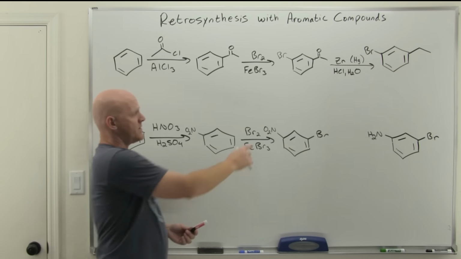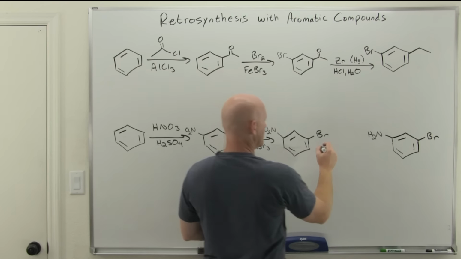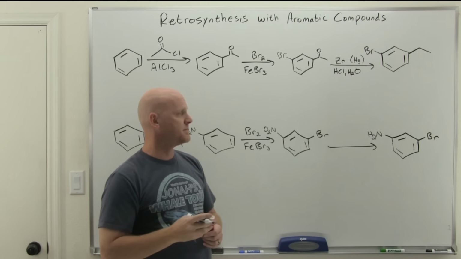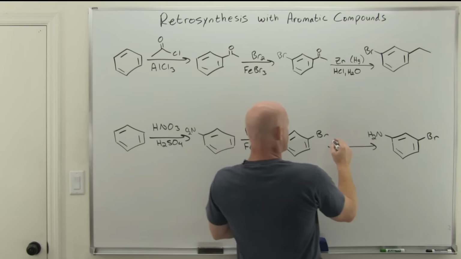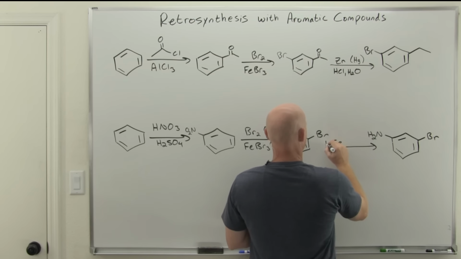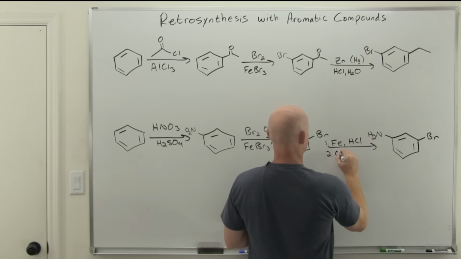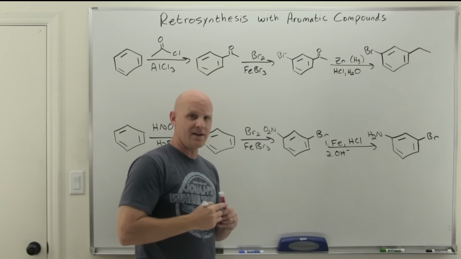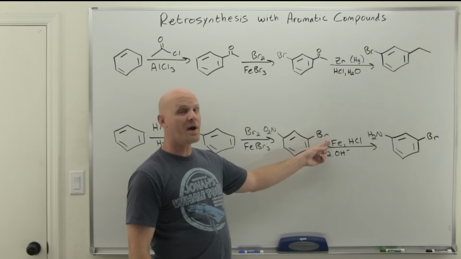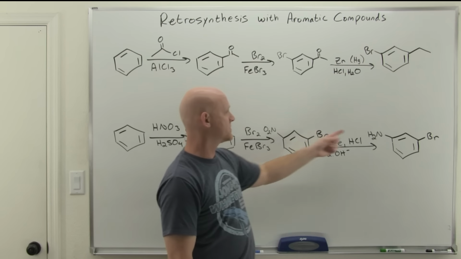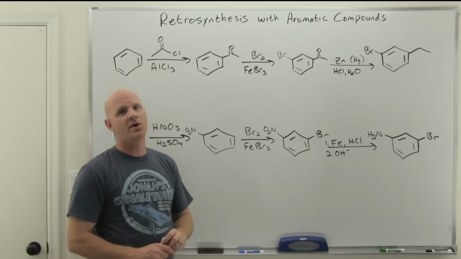Cool, and then all we've got to do now is reduce the nitro group, and we've got a couple of different options. We could do general reduction, like with H2 palladium on carbon, or we could do the specific reduction again, which is what I'll do. So Fe, HCl, followed by hydroxide to neutralize. And again, I could have used zinc, tin, or iron. I chose iron this time around. And there we go. That reduces the nitro group to the amine, and we've completed our synthesis.